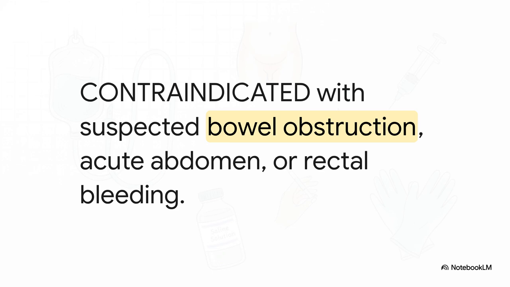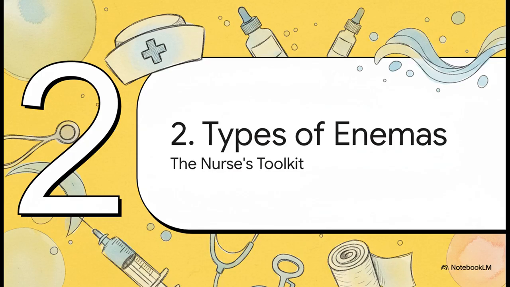Now, you really need to listen up because this is a huge safety point for the NCLEX. If you even suspect a bowel obstruction, or if the patient has what's called an acute abdomen, which just means severe undiagnosed pain, or if you see any active rectal bleeding, an enema is a no-go. It's contraindicated. Giving one could actually cause a perforation. Your job as the nurse is to assess first, and if you see any of these red flags, you stop and call the provider.